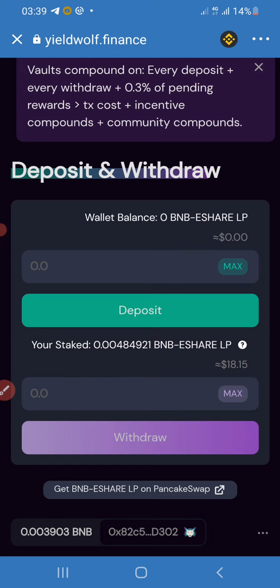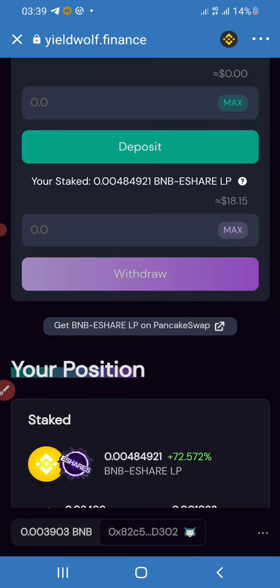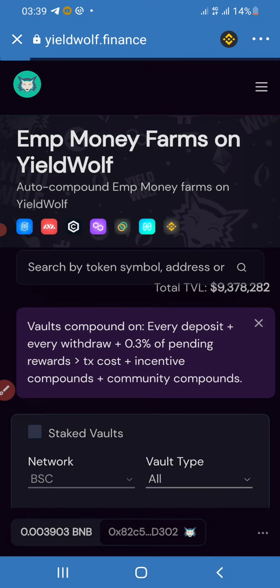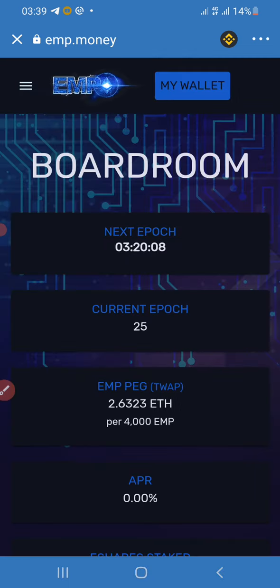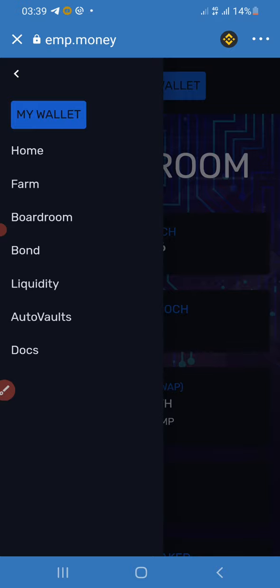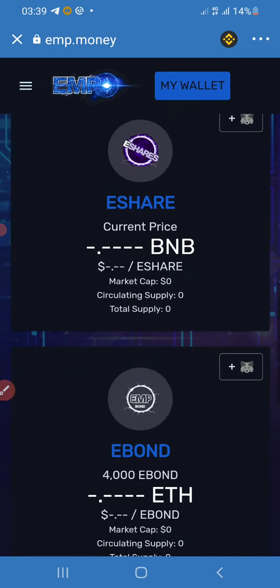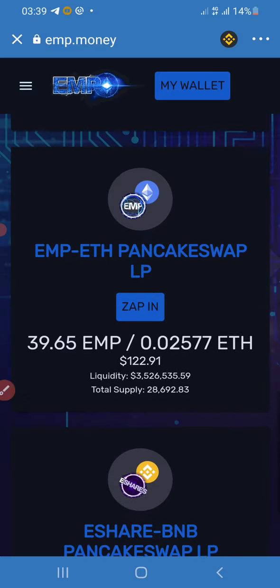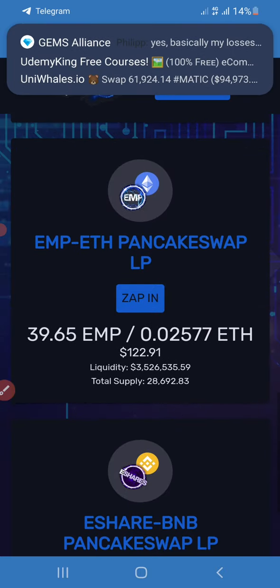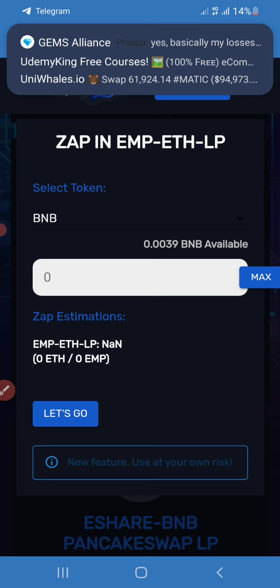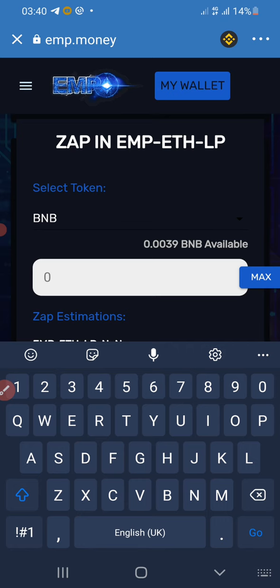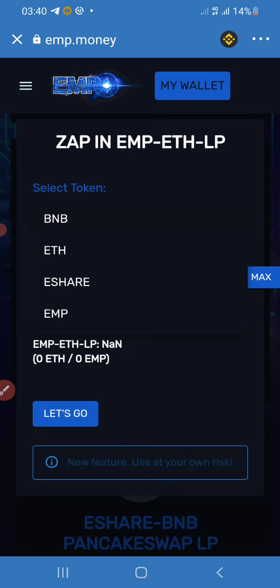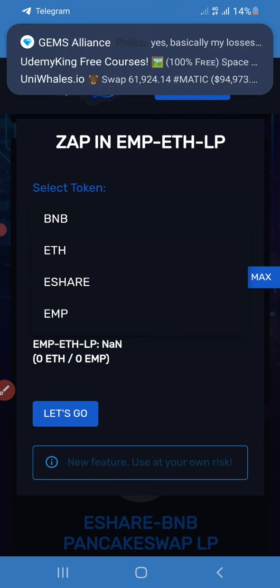First of all, you need to understand how to create the LP token, lest I forget. You don't need to do it manually; it's a lot of stress. They have considered a lot of beginners already. What you need to do is, you see this place that is farm here, that is home here, you'll see this part called zap. Just click on zapping. If you have BNB, you just select the amount of BNB you want to put in. You can exchange your BNB, your ESHARE, Ethereum, and your EMP token, and whatever you want to do.